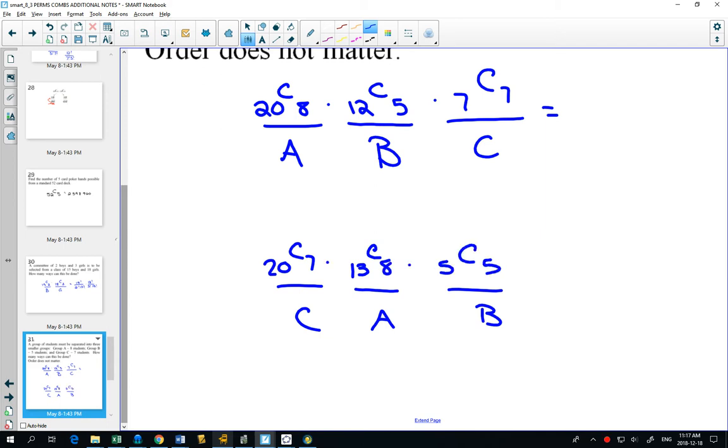I want to know, do these give us the same number, or do we have to consider which group we pick first? What does your gut say? Should they be the same number, or are they going to be different? Should probably be the same.